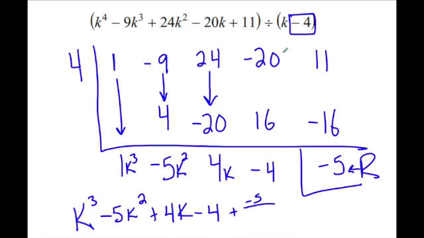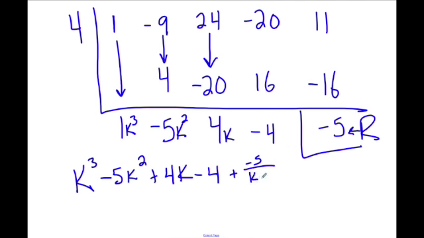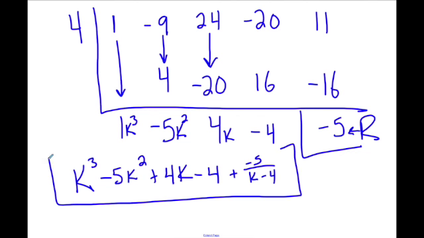5 over the thing you're dividing by. In this case, I'm dividing by k minus 4. So that's how I write that. Be super duper careful with how you write your remainder. Okay. If you need to go back and review anything that I did, I encourage you to do that. And in a couple seconds, I am going to move on to another example.